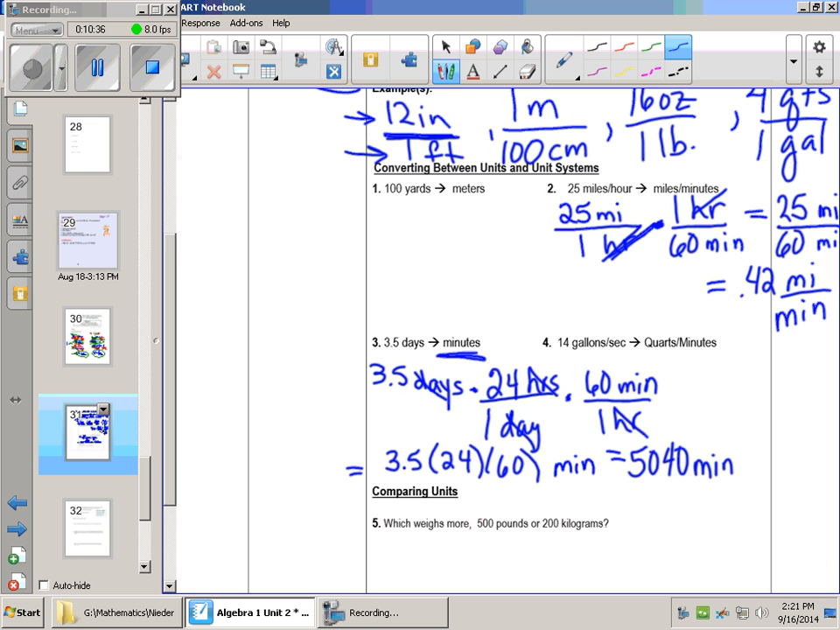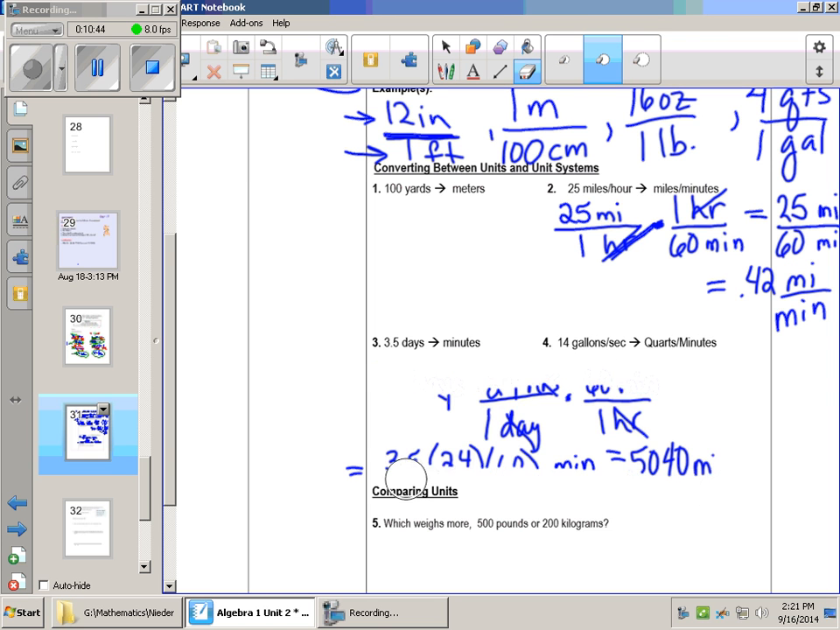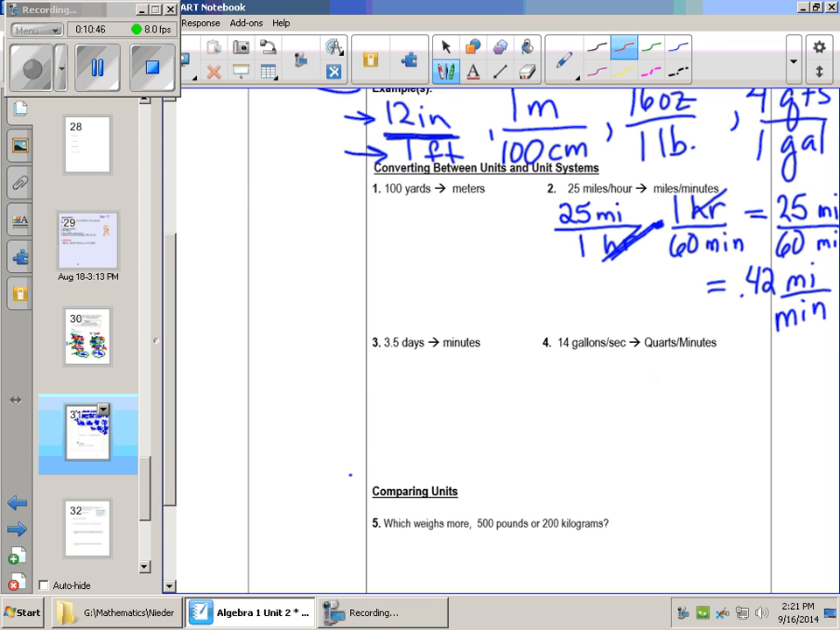Okay, get that down or hit pause because I'm going to erase that so I have room to do number 4. All right. Okay, number 4, 14 gallons per second. So that is now a rate. So 14 gallons per second. We're going to write that like that. And we want to convert that to quarts per minute.